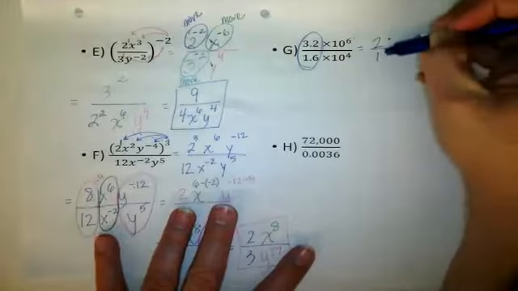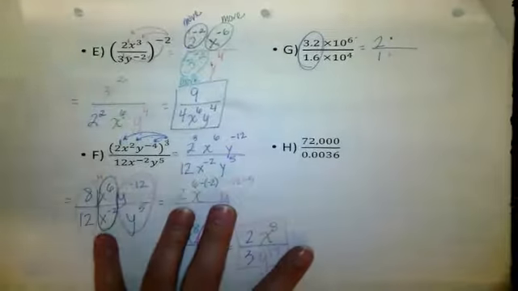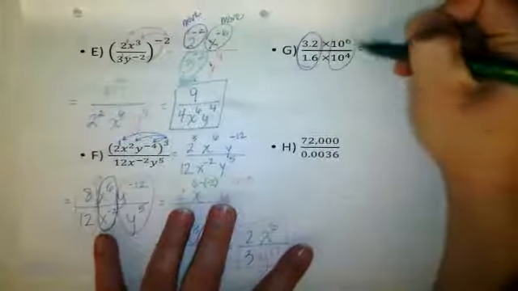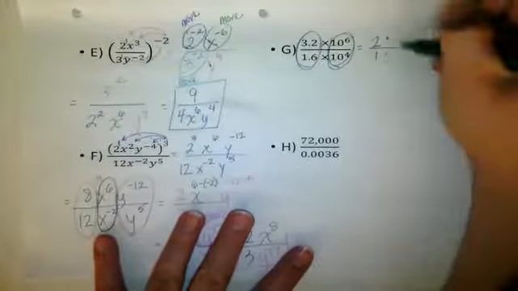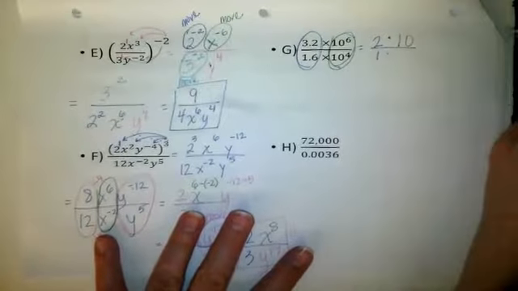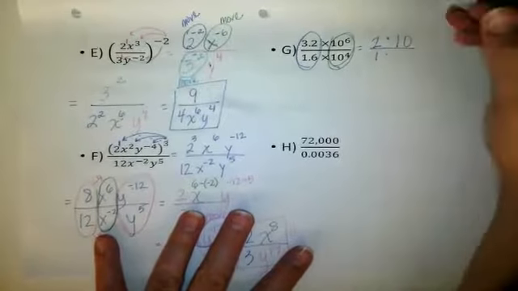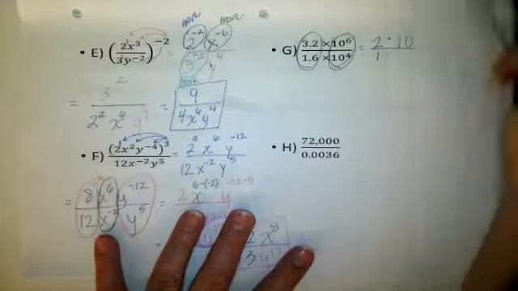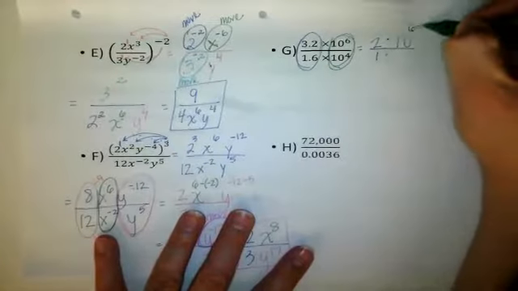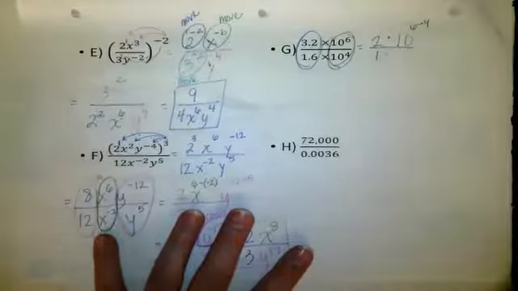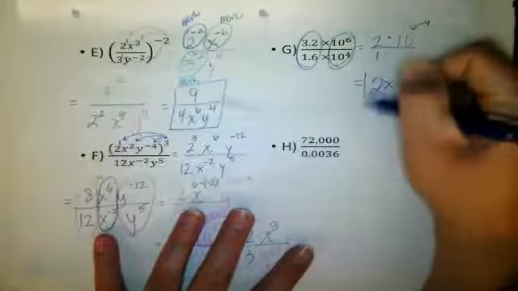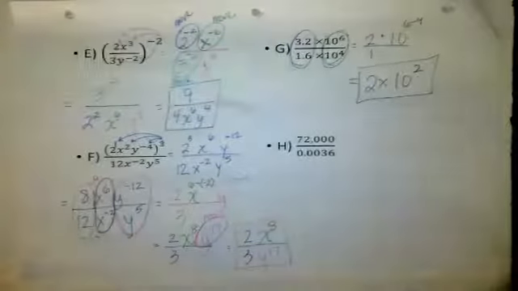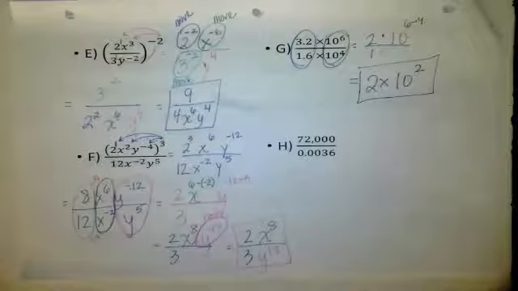That's great. And here we have things with the same base. They both have a base of 10. So you're going to keep the base the same and do what to the exponents? Subtract. 6 minus 4. Same exact thing. So we get 2 times 10 to the 2nd. Same exact rules. Same base. Subtract the exponents.